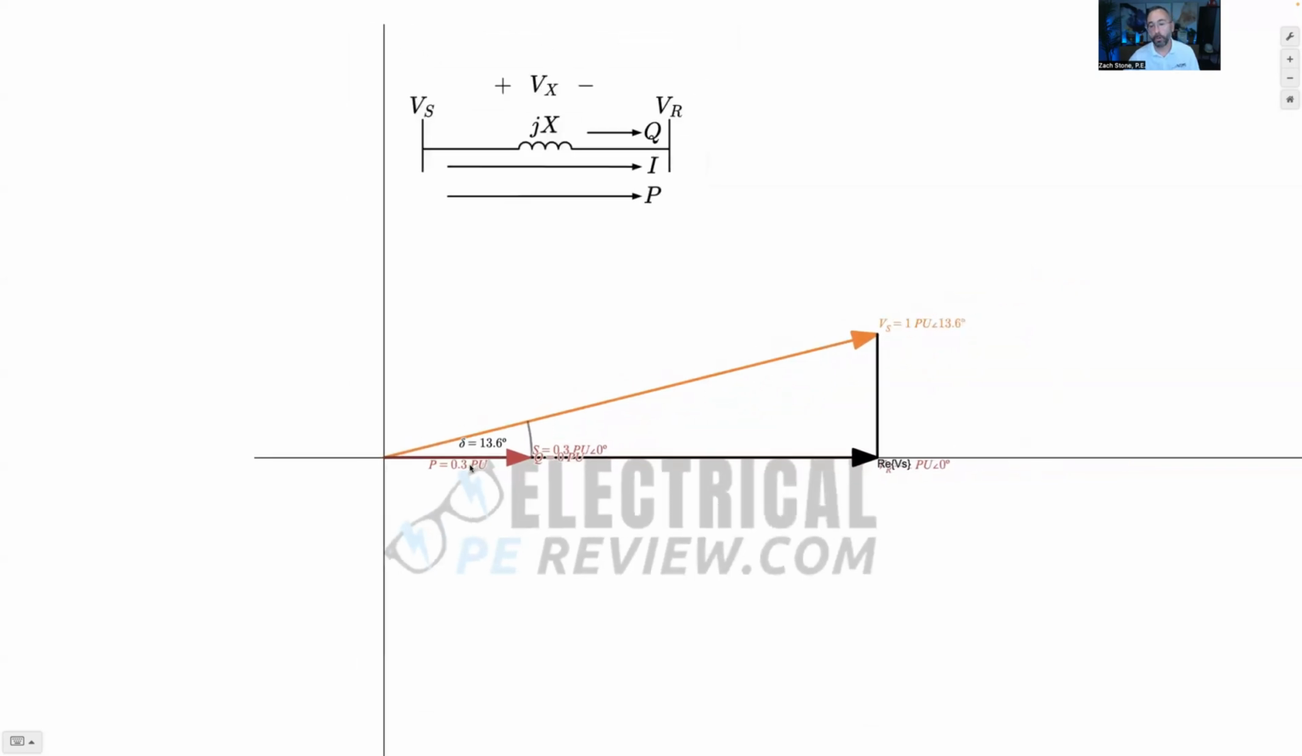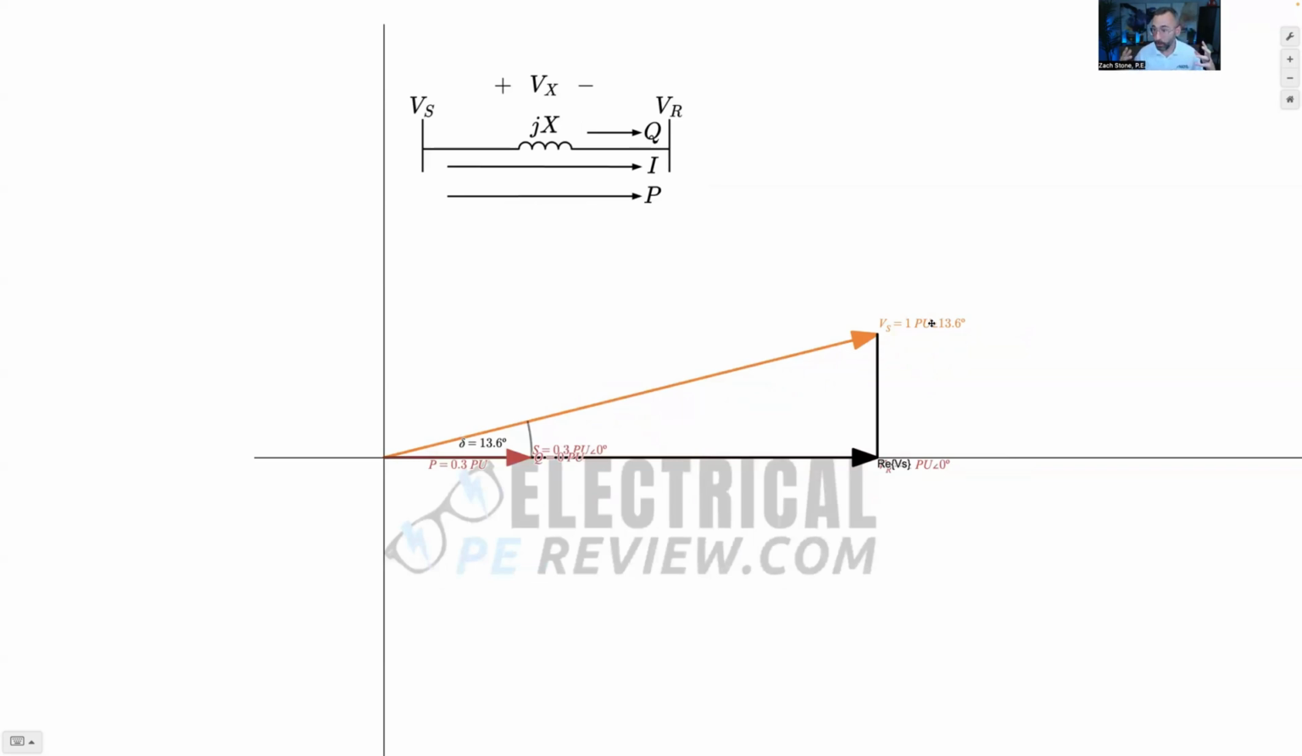P is 0.3 per unit. Delta is not equal to 0. So P is not equal to 0. We still have some real power. But Q is equal to 0 because the real component is equal to VR. So let's go ahead, let's decrease it. What's going to happen as I make the real component of VS smaller than VR by decreasing the magnitude of VS? What do we expect that power triangle to do?